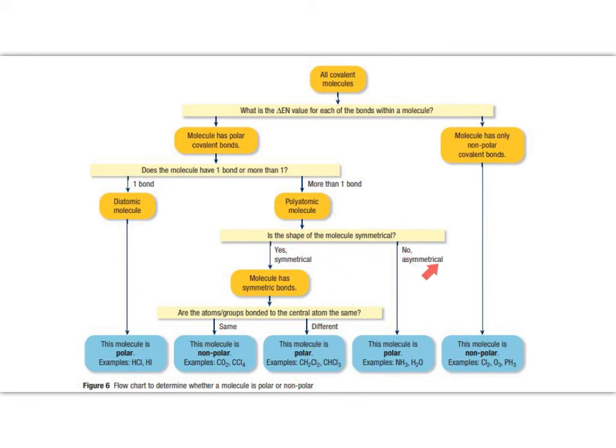On the other hand, if the shape of the molecule is asymmetrical, so for instance, our example with ammonia, we had an asymmetrical molecule, or water also is an asymmetrical molecule, then the molecule is always polar if it has polar covalent bonds.